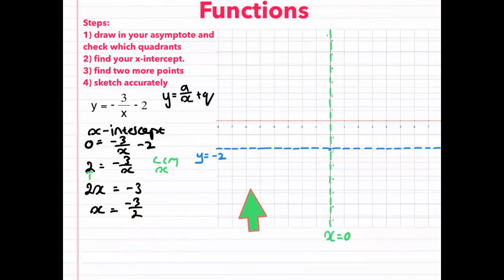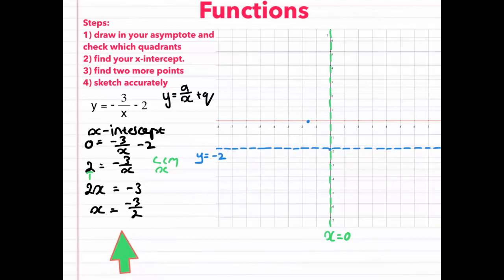minus 1.5. So where can I find minus 1.5 on my x-axis? It is right between minus 1 and minus 2. So right there, let me plot that point. There we go. Okay, so now I know it will move towards this vertical asymptote. But I want to draw correctly, so I'm going to choose x values here so that I can find the y values, and I'm going to choose x values here so I can find the y values.